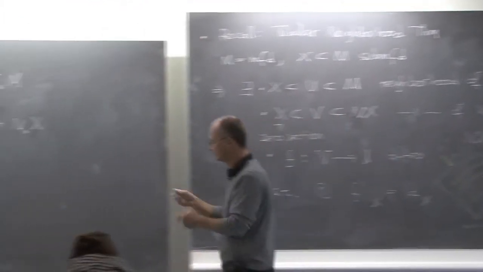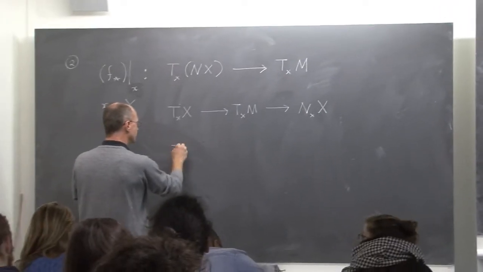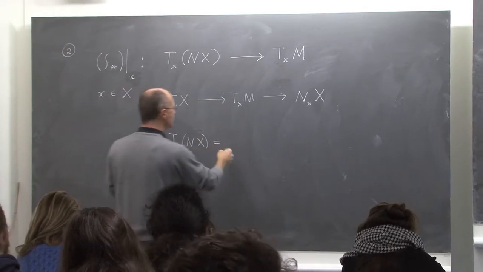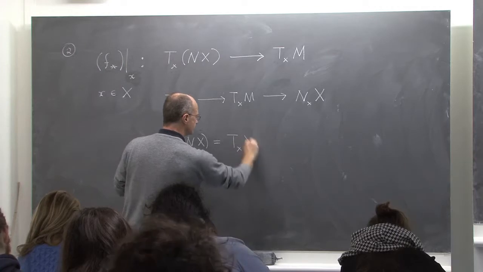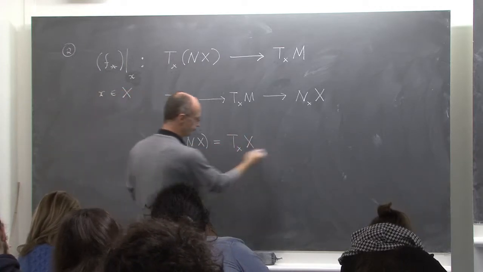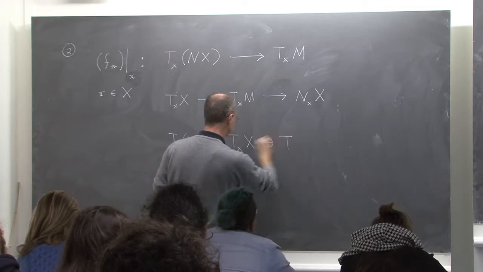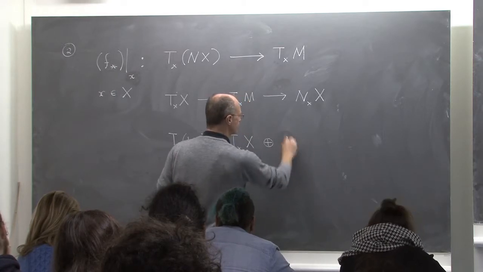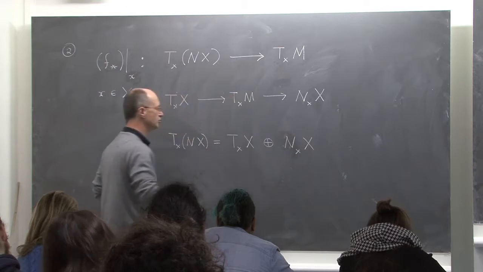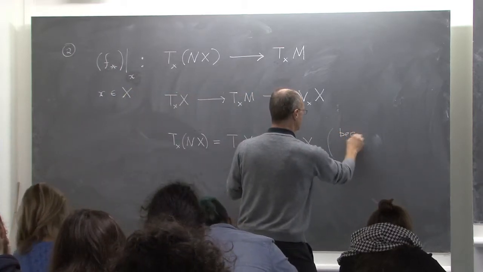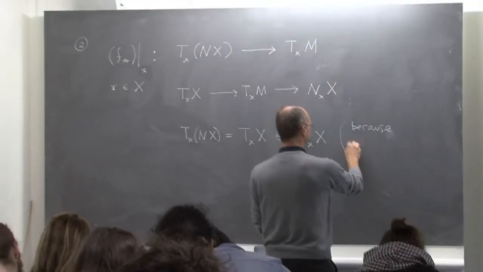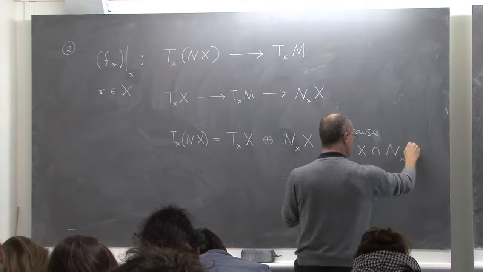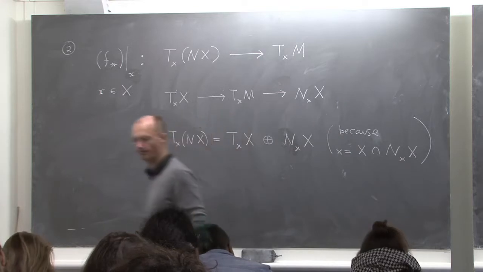This means that T_x of the total space is canonically split. It's the tangent space to the zero section, plus, we can say, just plus the fiber of the normal bundle. This is because X is exactly the intersection of X with the fiber.